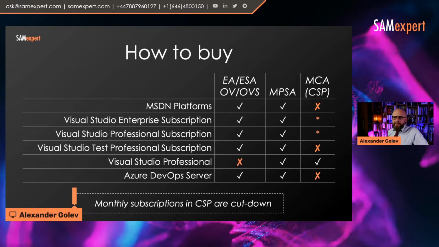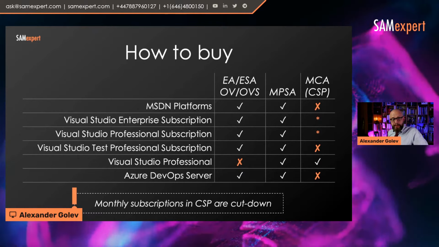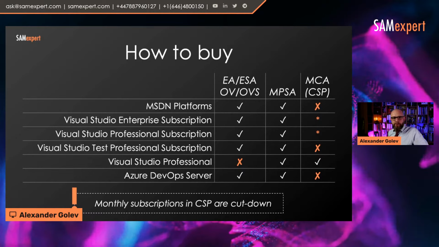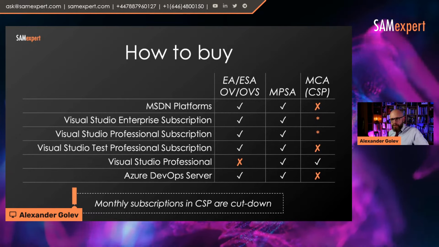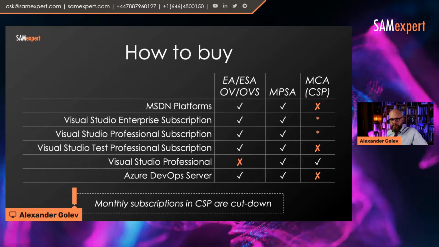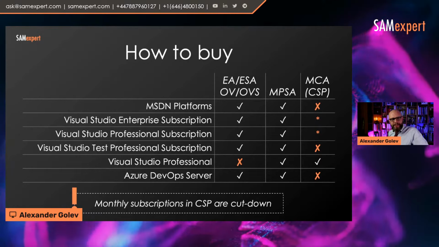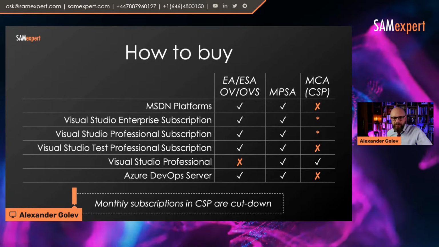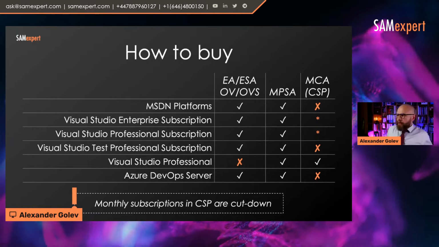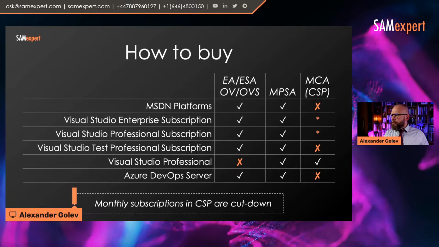You may notice that CSP doesn't have almost anything. The CSP price list only has Visual Studio Professional, which is not even a subscription. It's just a perpetual license that you can buy through CSP. That's the only position on the CSP price list. But if you go to the visualstudio.microsoft.com website, which unfortunately I don't have a screenshot of here, we can try and go there. So actually, let me do that, so I can demonstrate what I'm talking about.